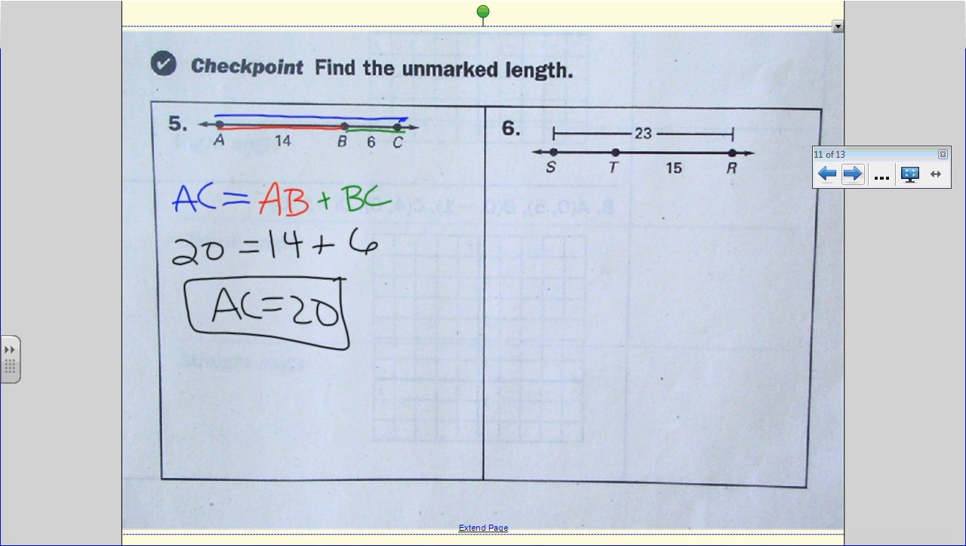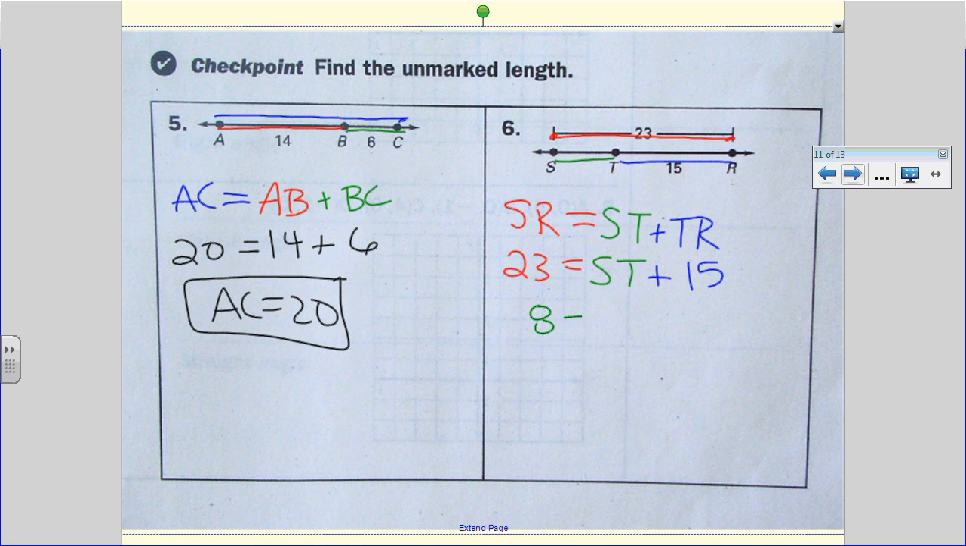When we take a look here, we've got SR, that's our big segment, is equal to a smaller segment, ST, plus another smaller segment, TR. Substitute in the values that we know. We know SR is 23. We know ST is undefined for us yet, or unmarked, and TR is 15. So here's where we're going to have to use our subtraction. When we subtract 15 from each side, we get ST is equal to 8.